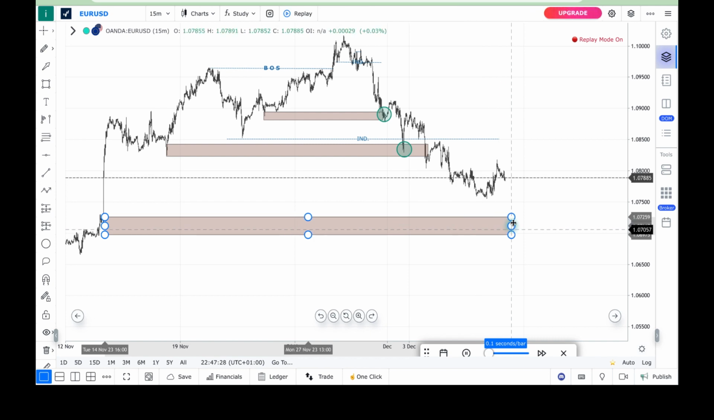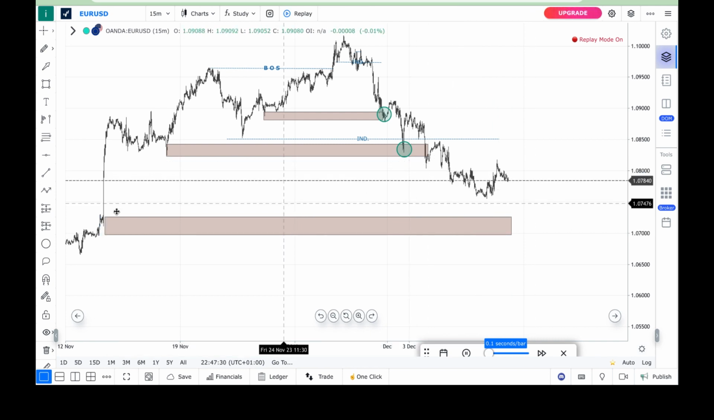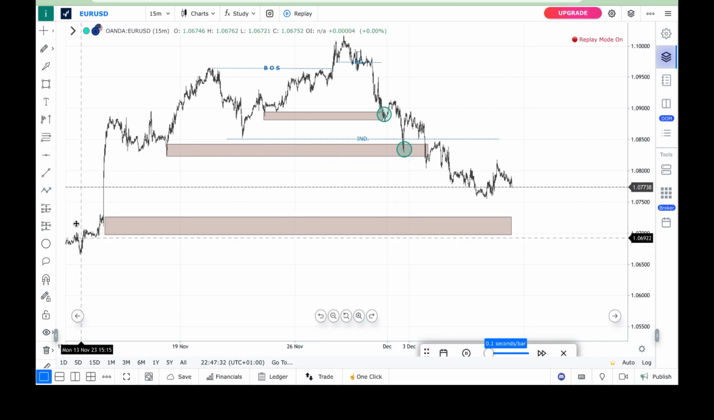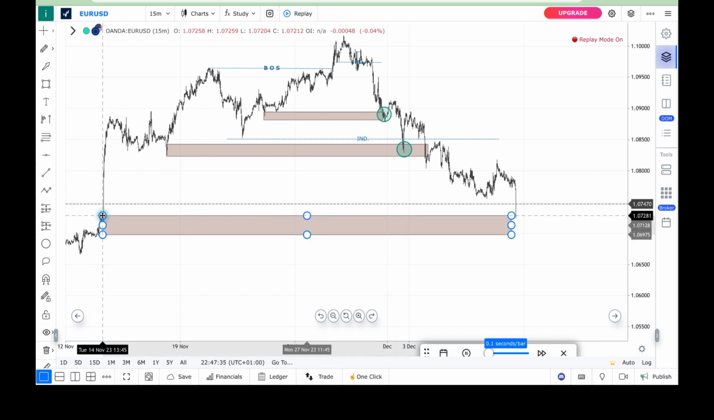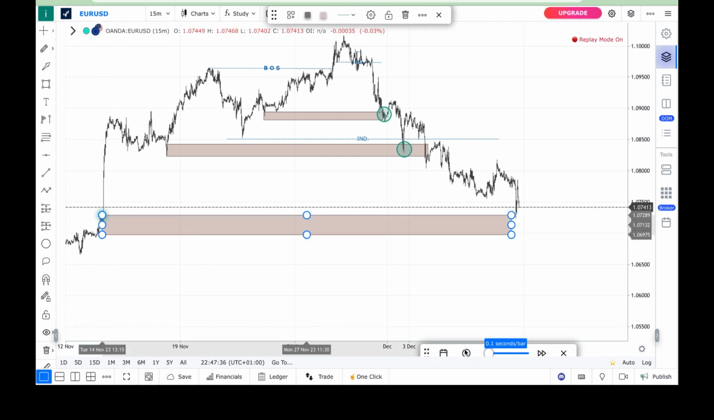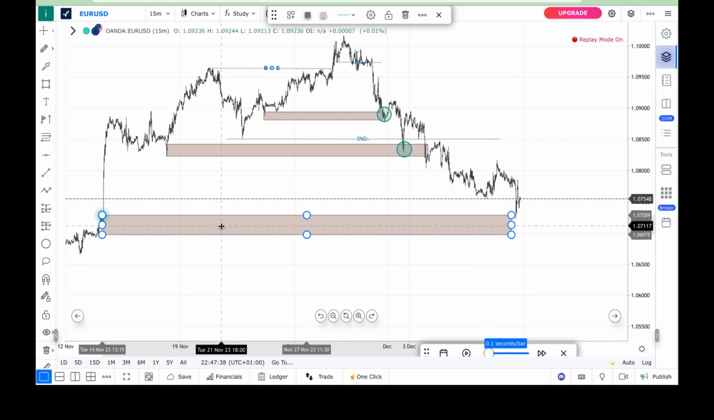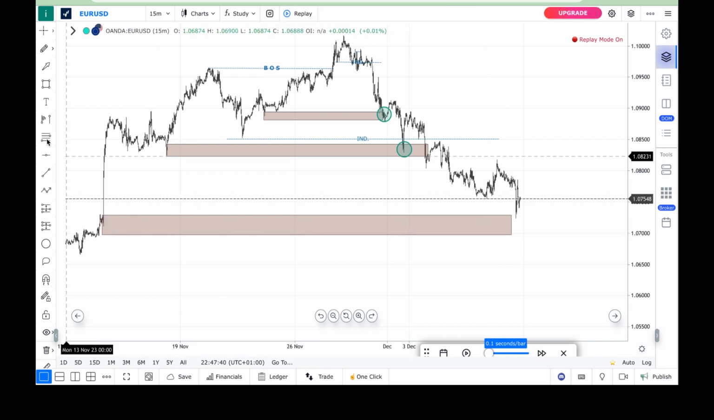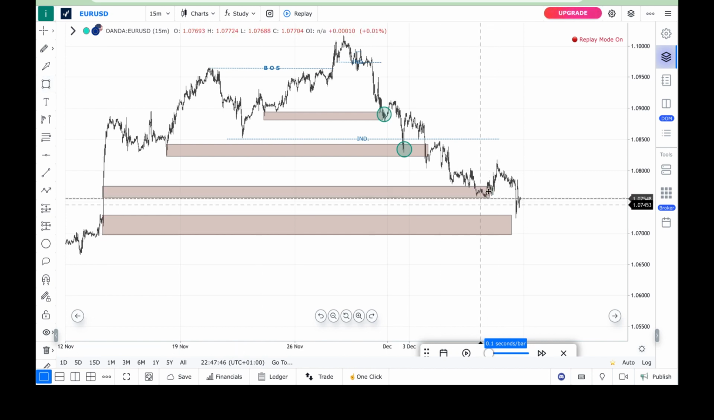And look at the amount of people that got trapped. See now, look at the amount of people that got trapped. See what happens here. People also pick here as their fair value gap. What does it do? It gives a small reaction. Failed, because it's also a liquidity.